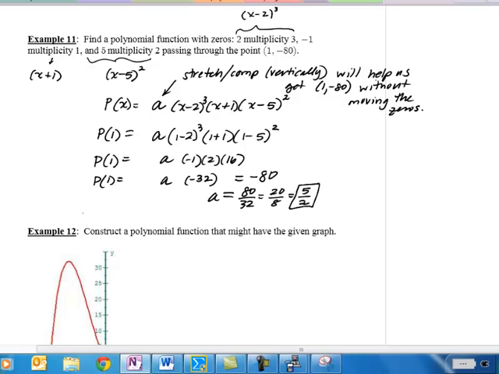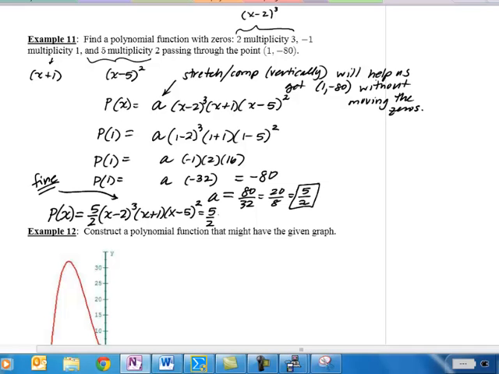So the polynomial we want is p of x equals 5 halves times x minus 2 cubed times x plus 1 times x minus 5 squared. And on an exam, I certainly would be happy to have you leave the polynomial in that form. My math lab might ask you to expand it, so let's go through that just for good measure. So this is fine for me.